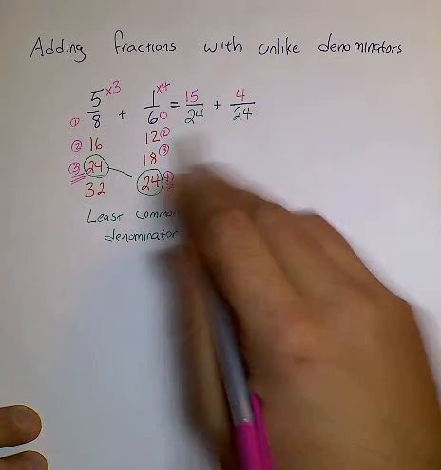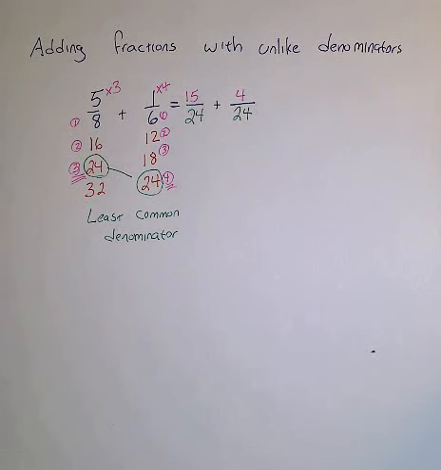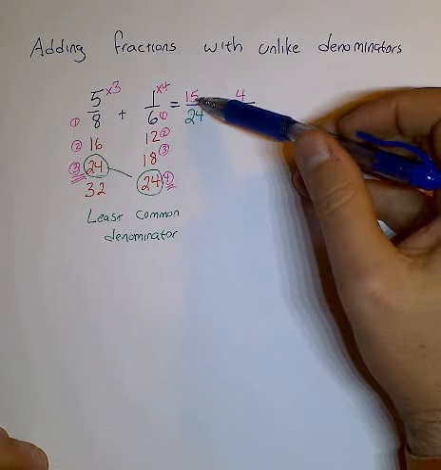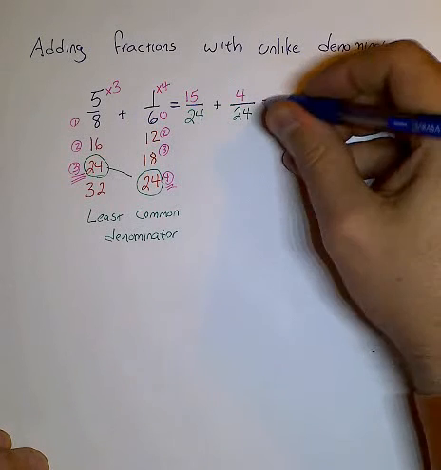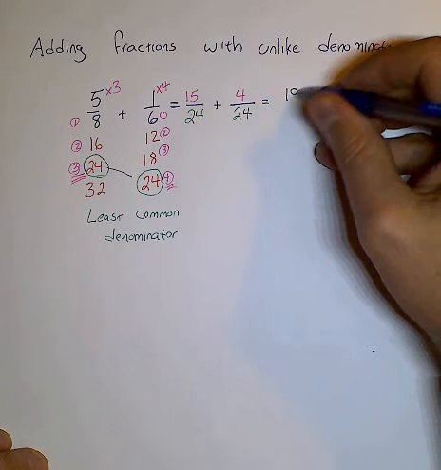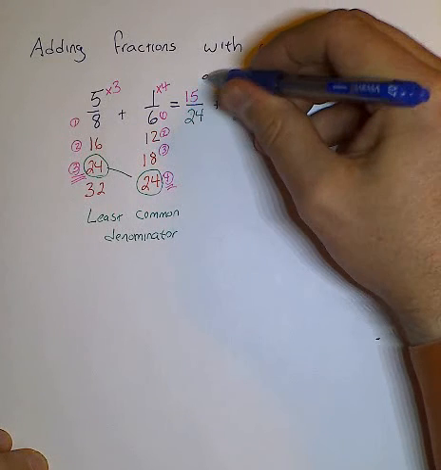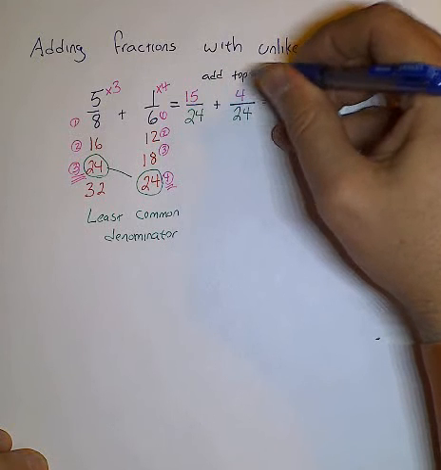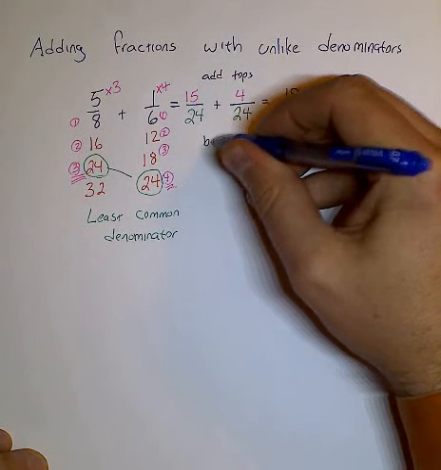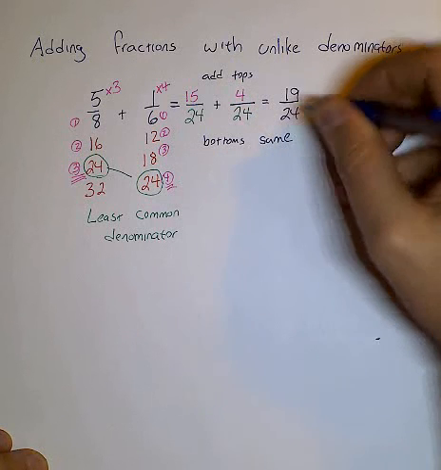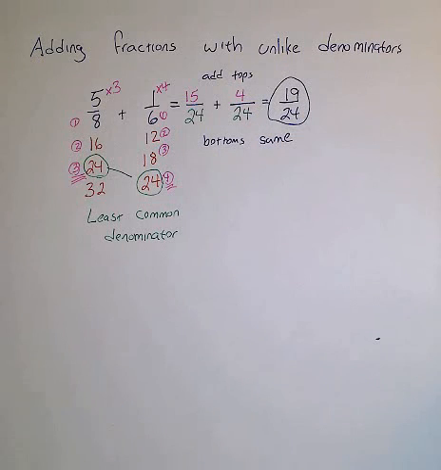Now that I've got the common denominator, I've got the denominators to match. As soon as we get these two to match and we've got the correct top numbers to go with them, then we just add the tops and keep the bottoms the same. So we add the tops and keep the bottoms the same. And that's your answer. You might want to look at it and see if you need to simplify it.